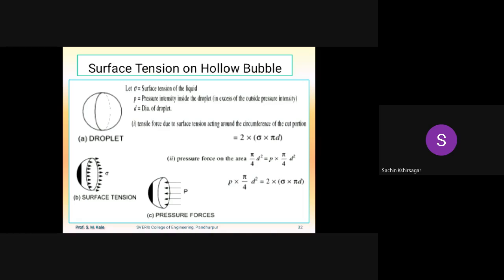Now for equilibrium condition, the tensile force and pressure force acting on that hollow bubble will be equal. That's why the next equation will be P into pi by 4 d square is equal to 2 into sigma into pi d. If I cancel the terms, pi and d, then I will get the value of pressure intensity acting on the hollow bubble as nothing but 8 sigma upon d.